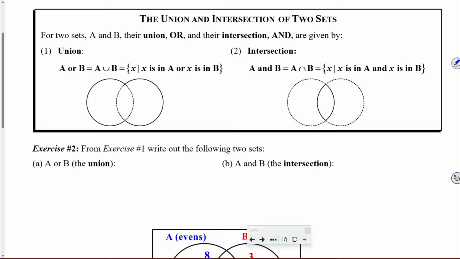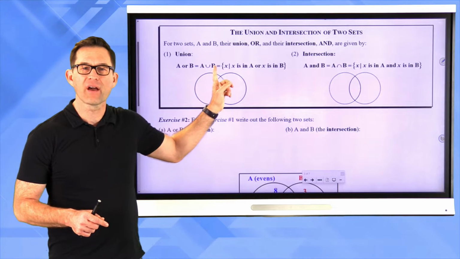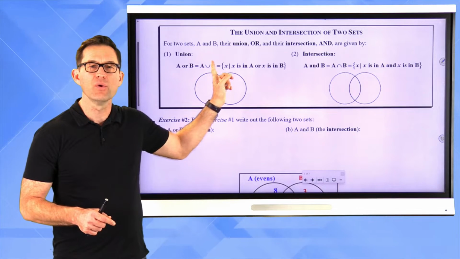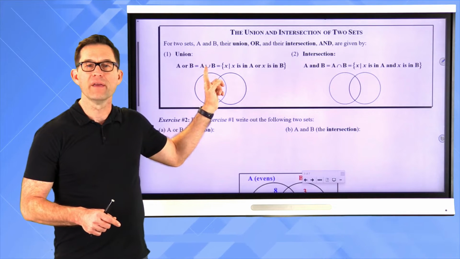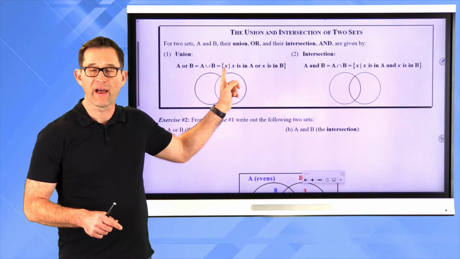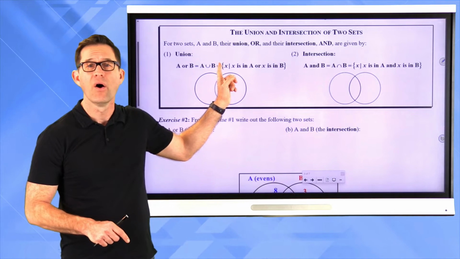Number 1, the union, A or B, which is symbolized by this weird almost U-looking character. You can think about that as union. A or B, A union B, is all x, and x doesn't have to be a number, it's just an element of a set.